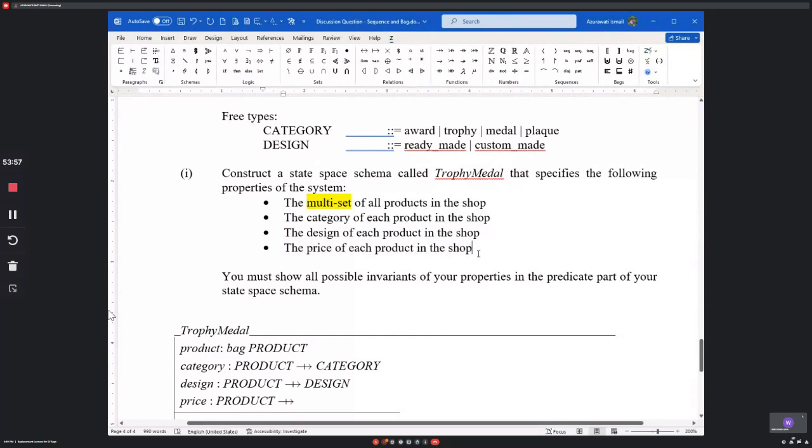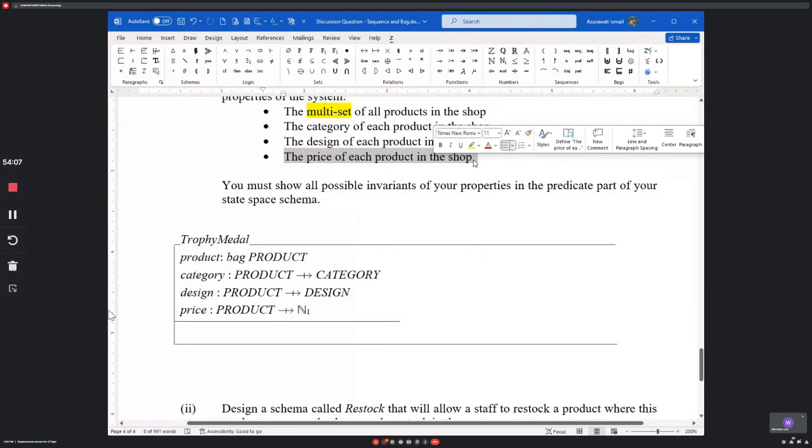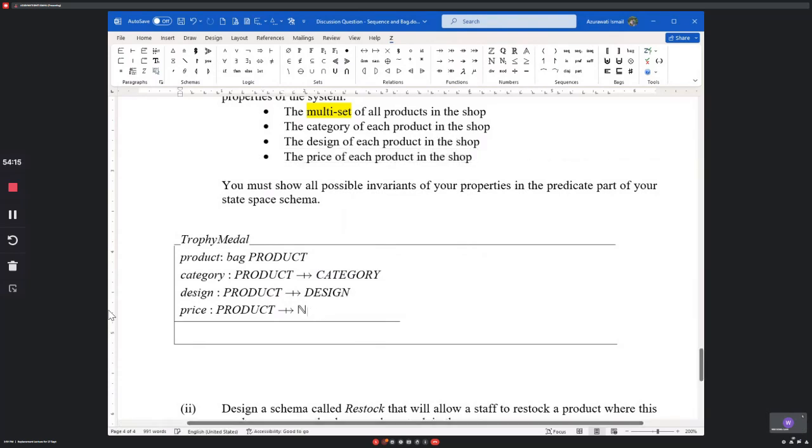whether non-zero value or not. You can put N, but if you want to put N1 also, can, because the question didn't state whether it can be zero or not. So it's up to you. You can put N or N1, no problem. There is no error if you put without one here. You want to put N1 also, can, because the question did not say anything.